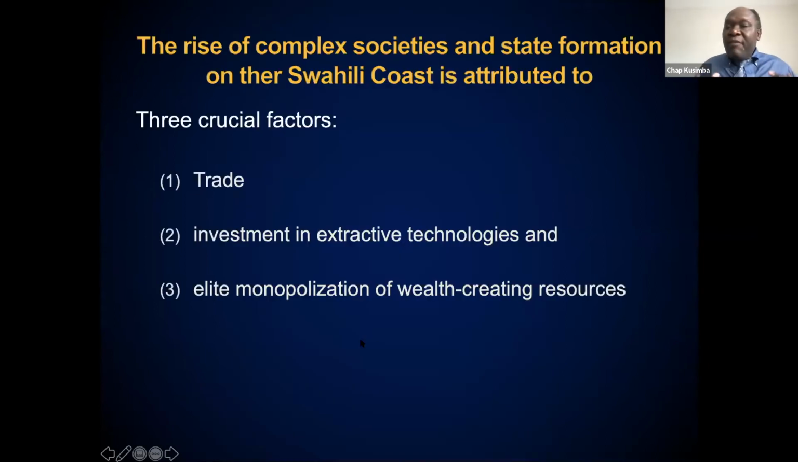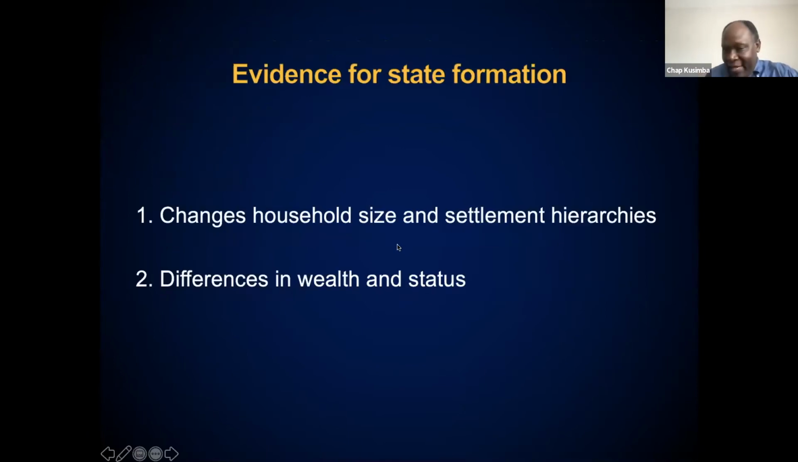So what are some of the crucial factors that we talk about when you're thinking about the state, the Swahili coast? Trade is a major one, and we'll be talking about some of this now and then in the afternoon. We also have investment in extractive technologies, for example, iron working, as I have hinted, and then you have elite monopolization of wealth creating resources. The rich somehow always find their way to exploit everyone else, right? The Swahili coast and other states were not very different.